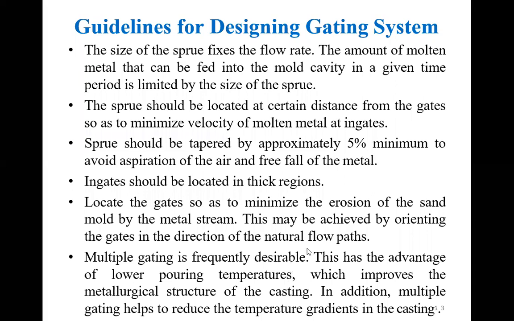It is one of the advantages of multiple gating: the advantage of low pouring temperature, which improves the metallurgical structure of the casting. When it has a medium pouring temperature, a correct metallurgical bonding nature starts. If the rate is very fast, a good amount of bonding cannot occur. When it is very low, a good amount of bonding cannot occur either. So it must be minimum, which improves the metallurgical structure of the casting.